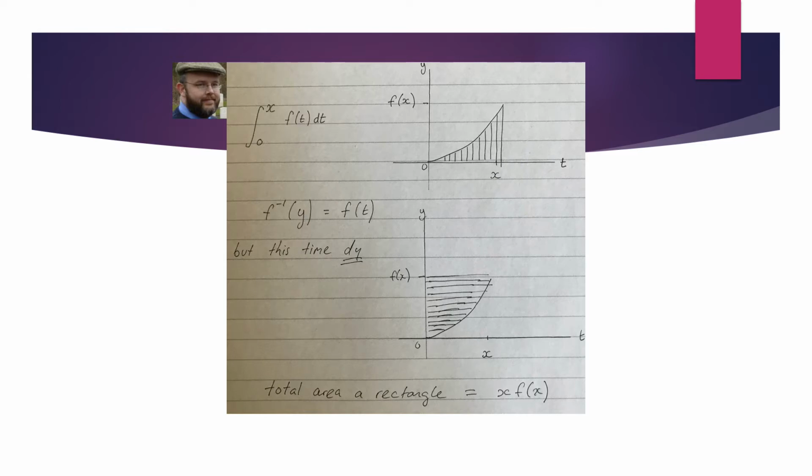And I hope you can see that if you combine those two areas, you end up with a rectangle whose base is x and the height is f of x. So we've answered the first part of the question.